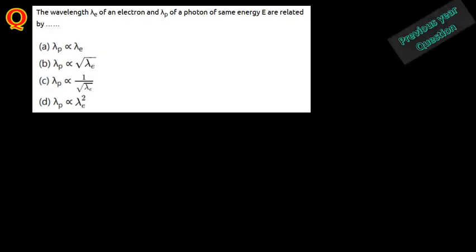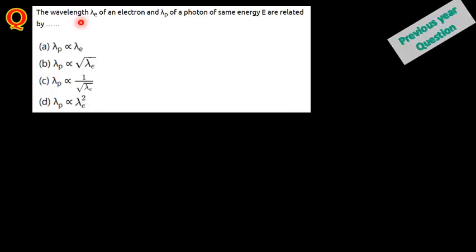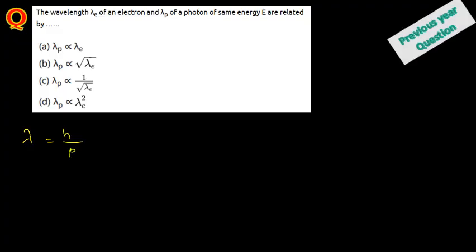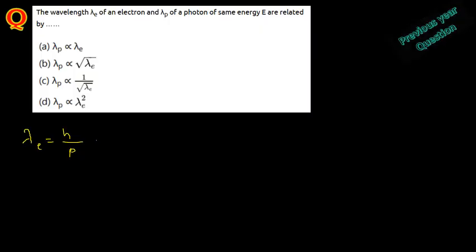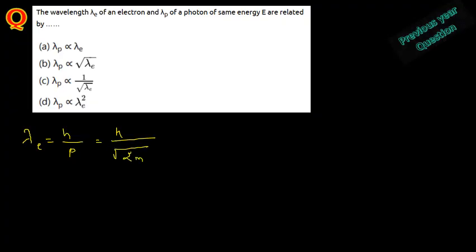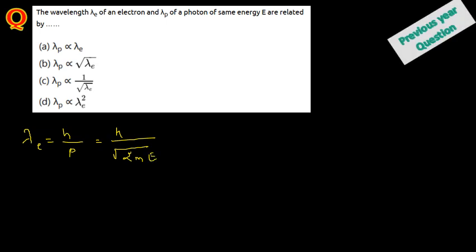The next one is an old question paper problem. The wavelength of electron lambda e and the wavelength of photon having the same energy are related by what relation? One is the wavelength of electron, one is the wavelength of photon. The wavelength of electron we can define with the help of the de Broglie wavelength, lambda is equal to h by p. So lambda of e, the wavelength of electron, is h divided by square root of 2mE, with the energy mentioned as E.